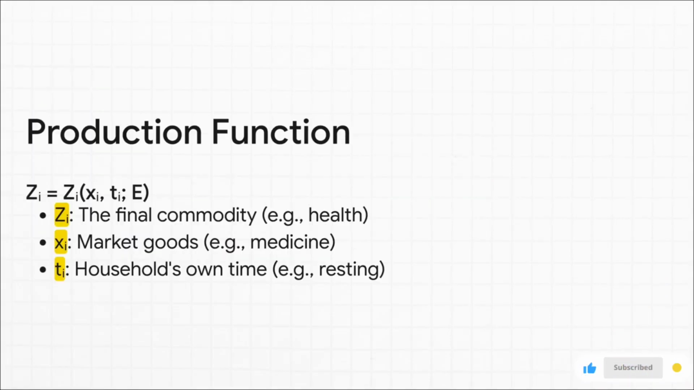And here it is, the formal function. Now, don't let the symbols intimidate you. It's actually pretty straightforward. Just make sure you mention Z, X, and T in your answer. All it's saying is that the final commodity, which we call Z, is a result, or a function, of the goods, X, and the time, T, that you put in. That E just stands for other environmental factors that might play a role.